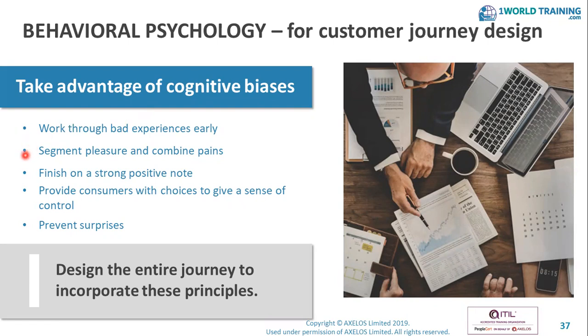Or pleasures can be broken down into several parts. Rather than giving pleasure in one moment, continuously split that into smaller pleasures. Or if there are several pains, why not combine the several pains into a single larger pain? Finishing on a strong positive note is also very useful because that will be remembered as a good ending by the consumer. And also give consumers various choices to give them a sense of control, for example, what to order, when to return, etc. Prevent surprises. Design the entire journey to incorporate these principles.